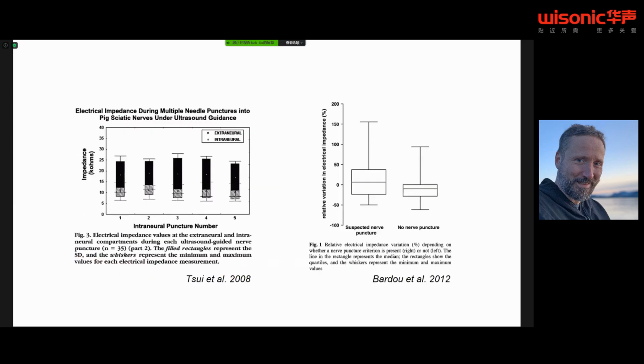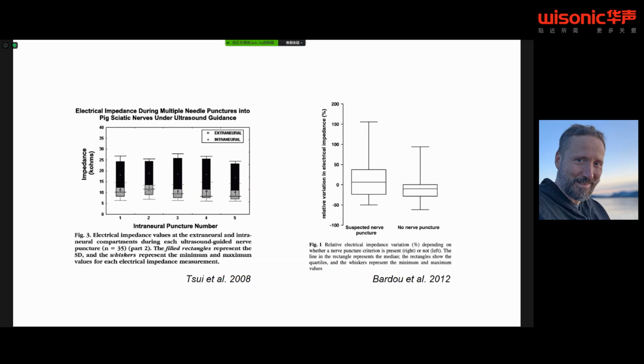As I told you in the beginning of my presentation, I have a personal interest in the use of bioimpedance to discriminate tissue types. I first want to show you two studies, one from Tsui et al. in an animal model, and the study of Bardou and colleagues in human clinical studies. They both were comparing intra- with extraneural needle positions and comparing the measured impedance in these needle positions. You can probably see it best on the right-hand side.